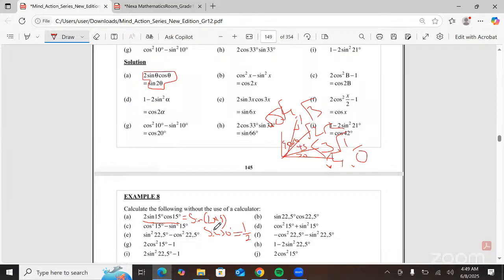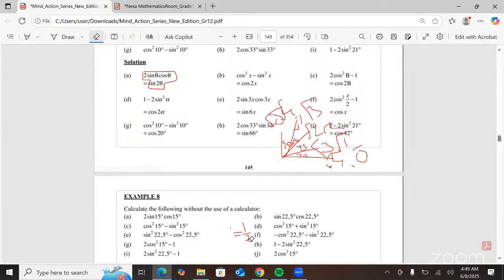Yes, sir. Okay, if this makes sense, now I want us to look at this one. How do you think we can approach this one, number B here? It's a nice question, hey? Yes, sir.